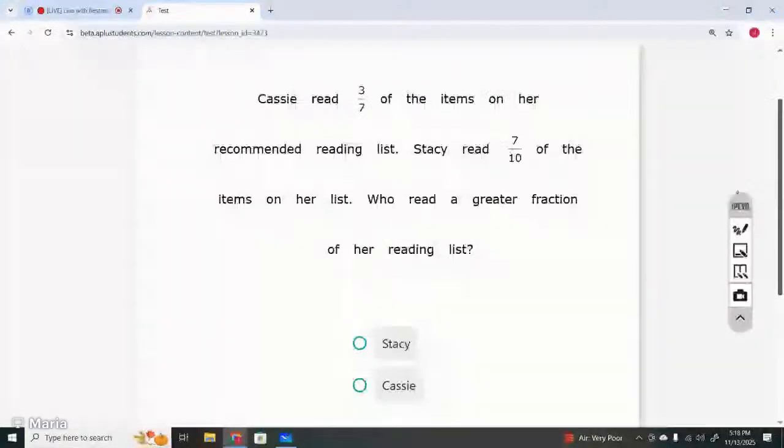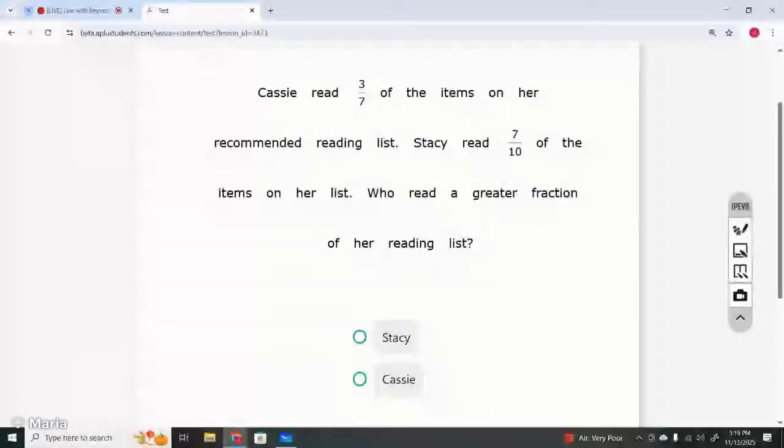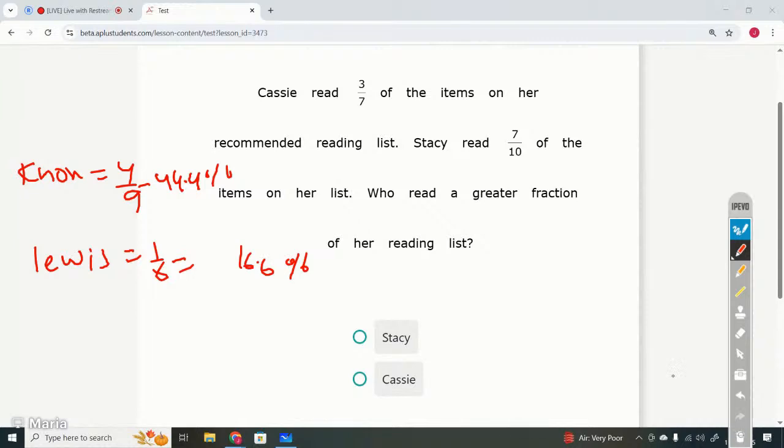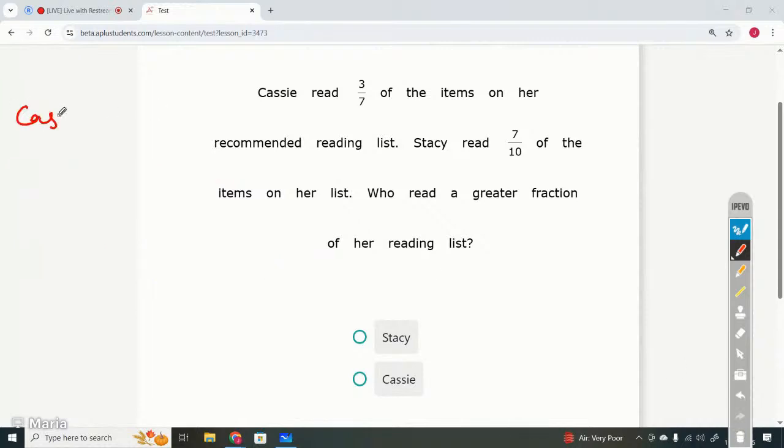Cassie has 3/7 of the items on her recommended reading list. Stacky reads 7/10 of the items on her list. Who read a greater fraction of her reading list? So Cassie has 3 by 7 and Stacky has 7 over 10.